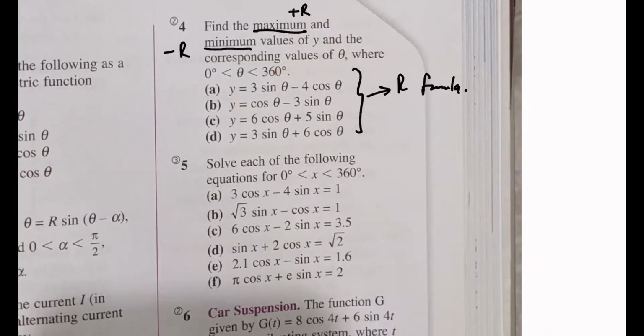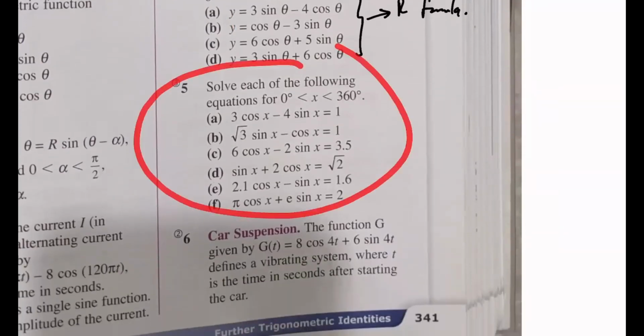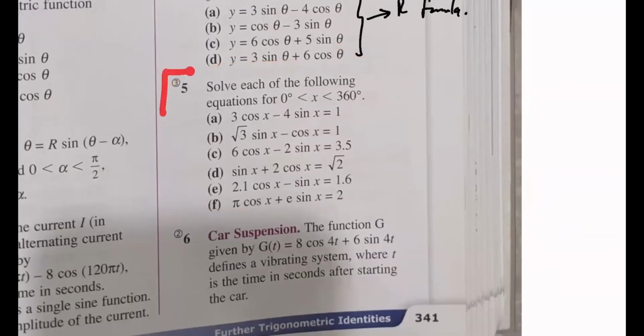Do you want me to go through an example? Nah, it's okay. I think it's better if you try solving equations. That's the main purpose of this R formula, to solve equations. So solve each of the following equations for 0 strictly less than x strictly less than 360. So we cannot have answers equal to 0 or 360. Let me just copy this down.